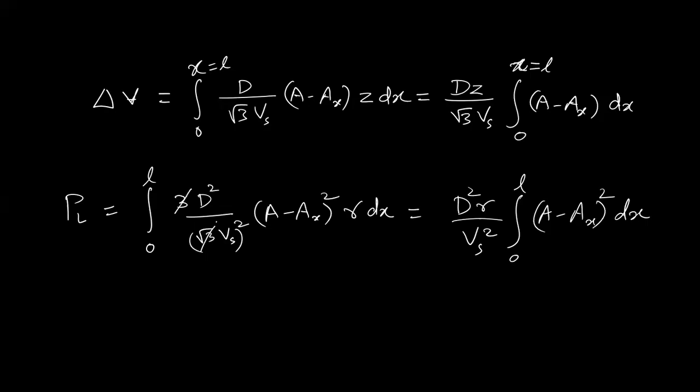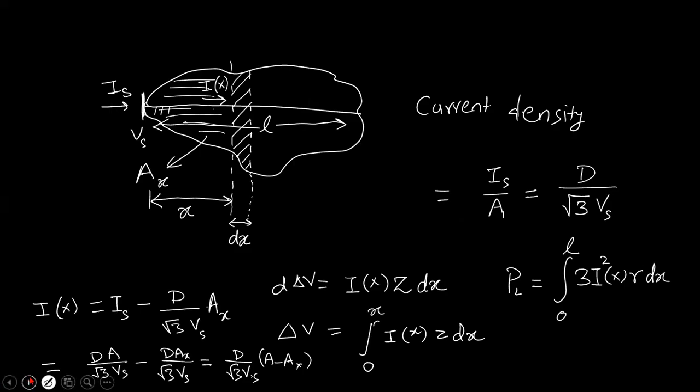Now, for any general service area, we can calculate the voltage drop and power loss like this. Now, let us take one particular example, the example of a rectangular service area. So this definition that I am talking about, for example, a rectangular service area, what is that?